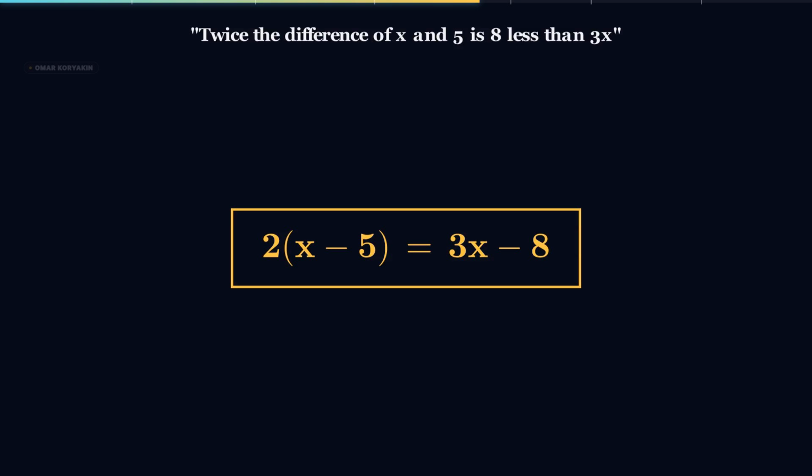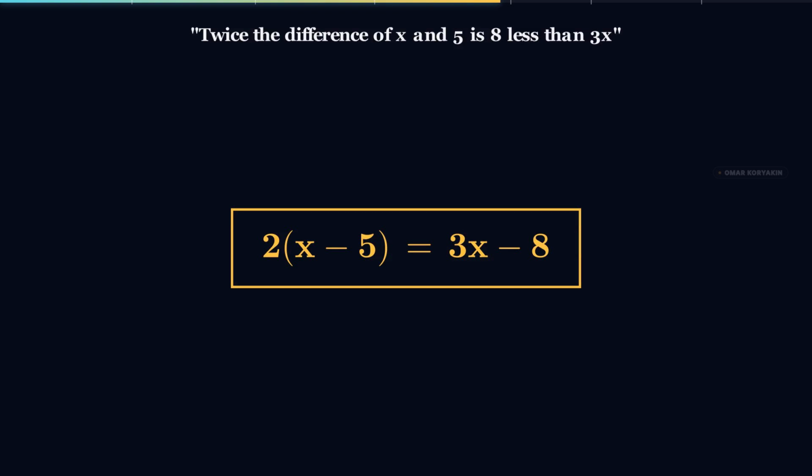The difference of trap requires grouping with parentheses. The less than trap requires reversal of operand order. The is trap requires the equals sign and not subtraction. Stacking them inside one sentence is exactly what standardized tests and harder textbook problems do to separate fluent translators from guessing students. Today's deliberate template approach handles stacked traps without breaking a sweat.